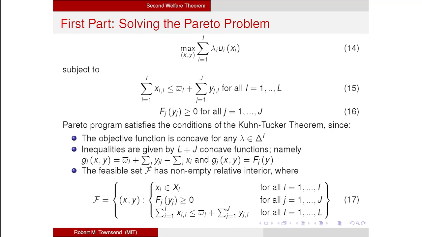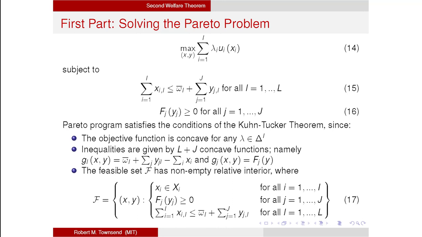full statement. So the so-called Pareto problem, sometimes I call it the math problem. And you may remember that solutions to this problem generate Pareto optimal allocations, and that any Pareto optimal allocation can be achieved as a solution to this problem. So we're not losing anything by restricting our attention to these Pareto problems.